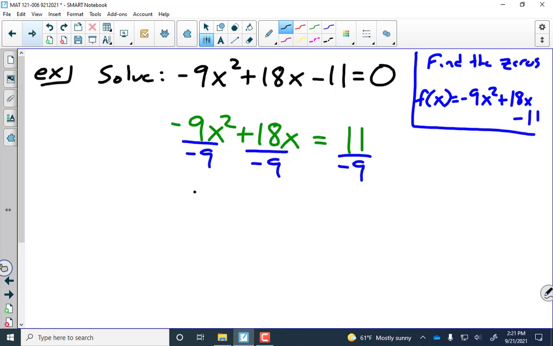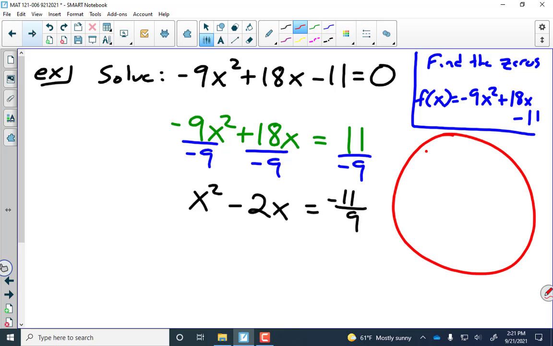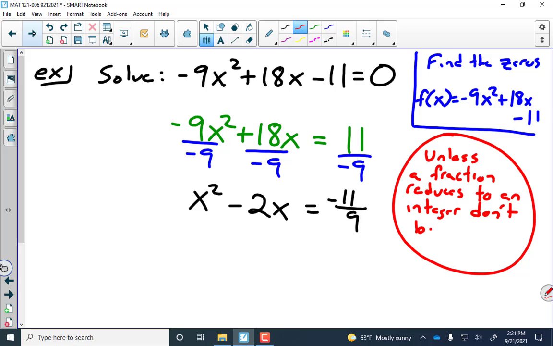And here's another tip for everyone. And this is not the kind of tip that if you don't follow it, everything's going to go wrong. This is something I have found from my experience that helps me. Unless a fraction reduces to an integer, don't bother reducing till the end of the problem.